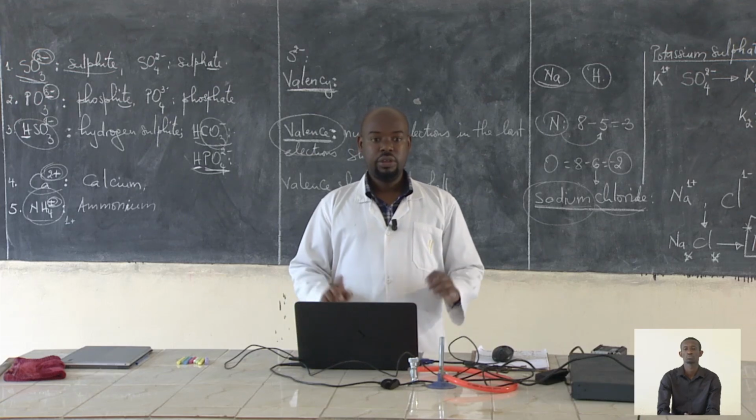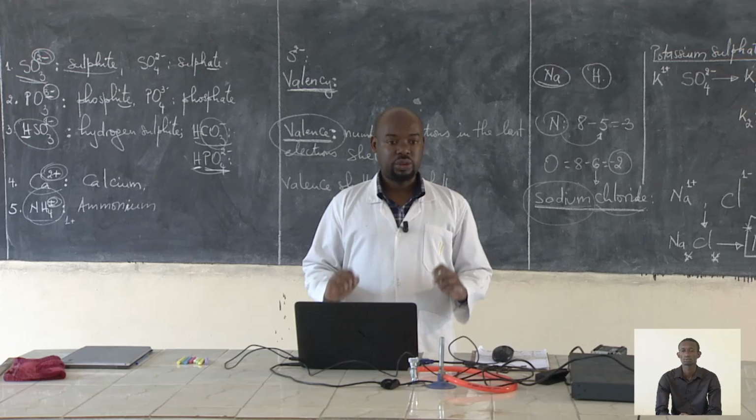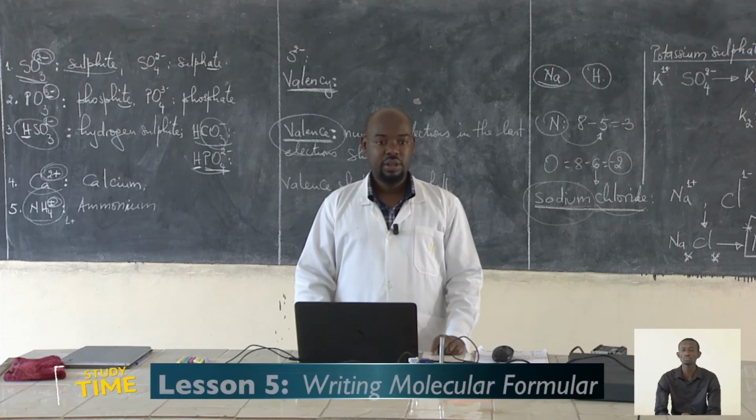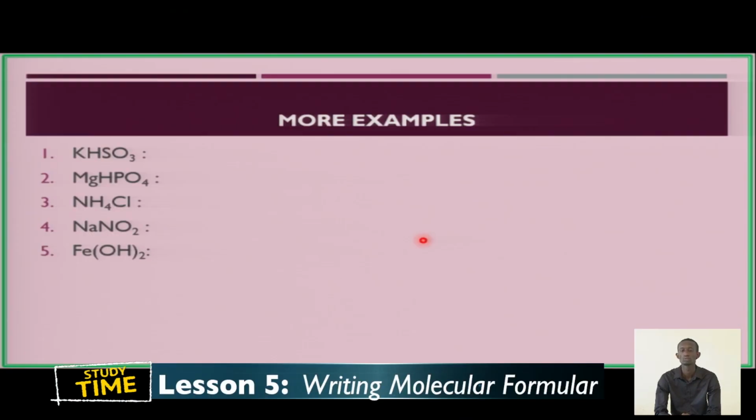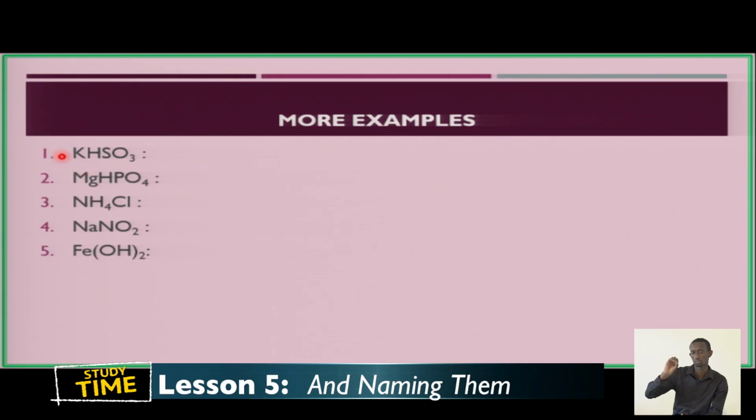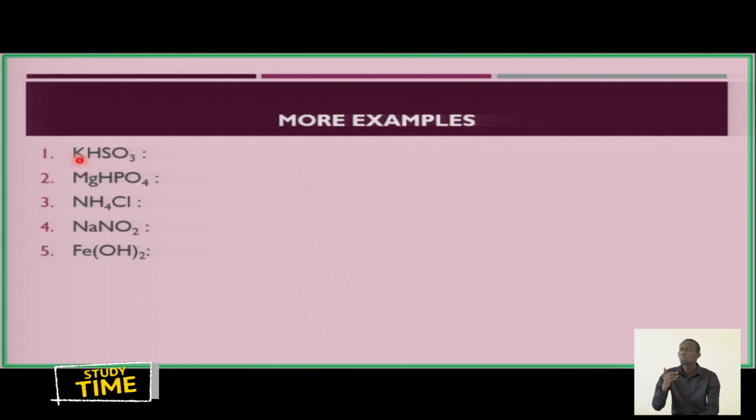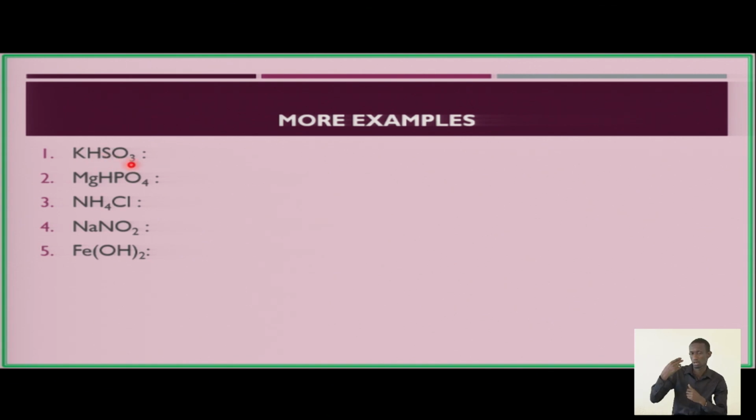Now, more examples. KHSO3. What is the positive part? It is K. And what is the negative part? HSO3. What is the name of the positive part? The name of the positive part of KHSO3 is potassium.